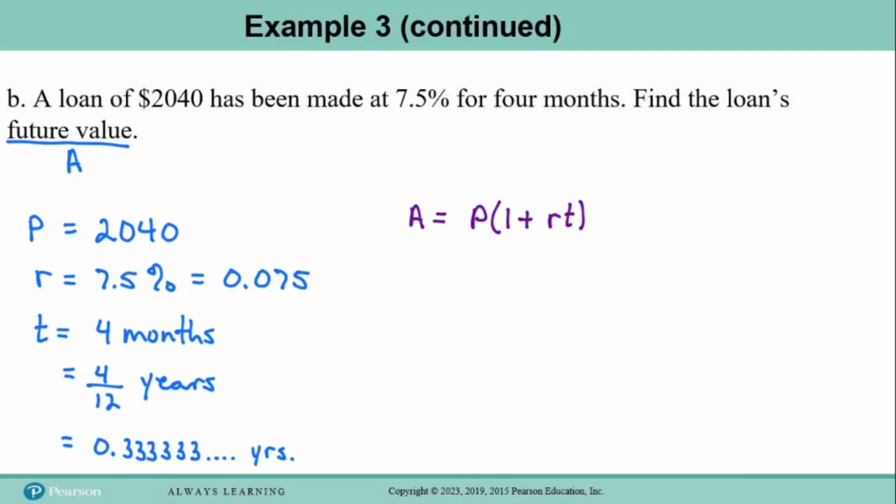So of course P, when we plug into our formula here, P is 2040, and then that's going to be multiplied by 1 plus R, which is 0.075. And then for T, instead of using the repeating decimal, I'm going to use the fraction. And you know that the fraction bar just represents division. So where I've got 0.075 and I want to multiply by T, I'm going to put times 4 divided by 12, just like that, and then close my parentheses.